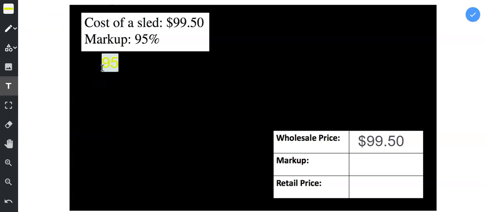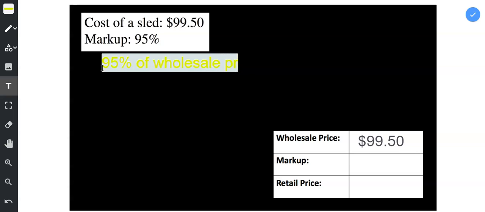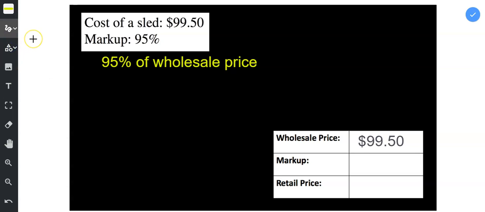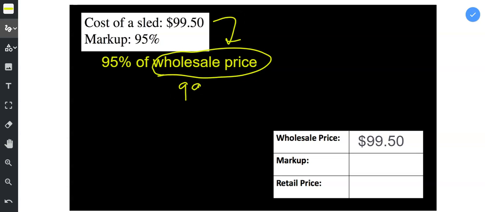So I record 95%, and when you work with percents, I want you to ask 95% of what? So in this case, it's going to be 95% of the wholesale price. The wholesale price is that $99.50. So to calculate markup, we change the "of" to multiplication. Of signifies multiplication in math problems.